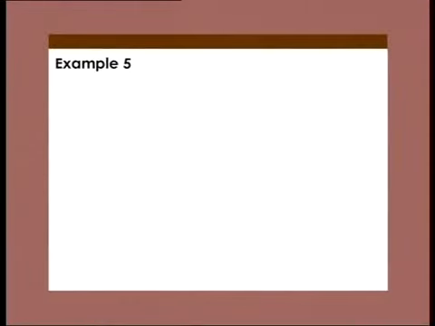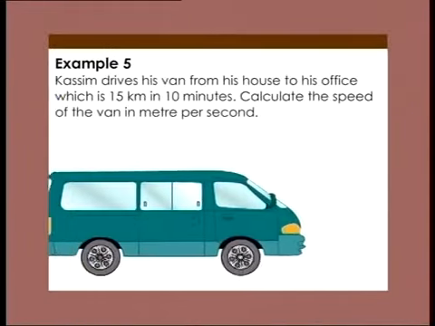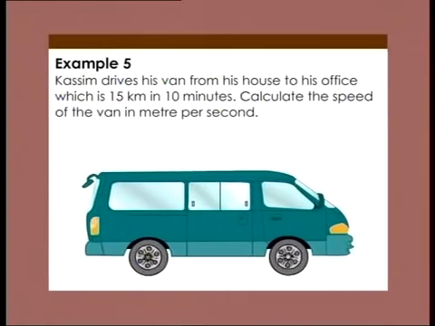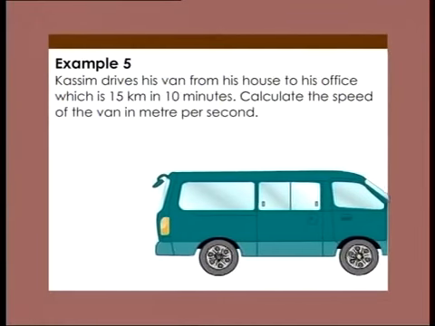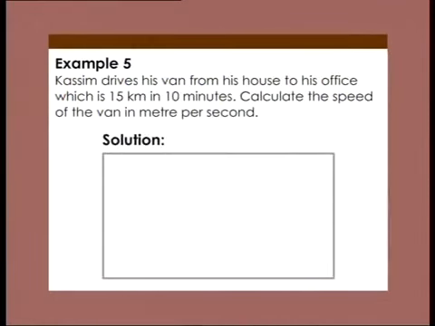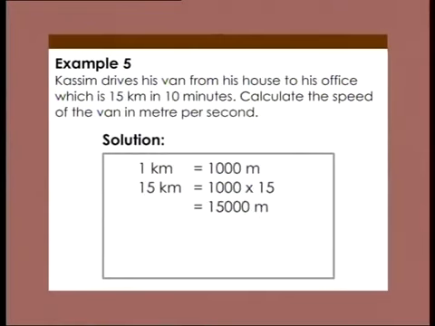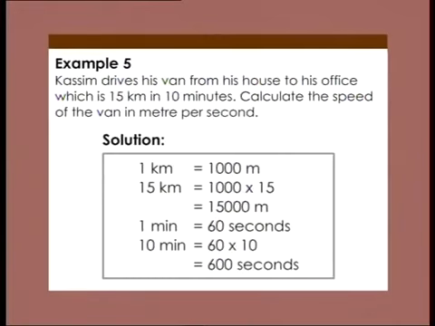Example 5. Kasim drives his van from his house to his office, which is 15 kilometers in 10 minutes. Calculate the speed of the van in meters per second. Solution. 1 kilometer equals 1000 meters. 15 kilometers equals 1000 times 15 equals 15,000 meters. 1 minute equals 60 seconds. 10 minutes equals 60 times 10 equals 600 seconds.